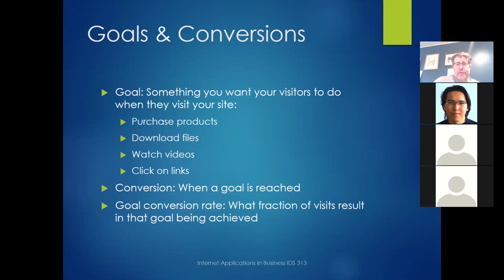And a conversion is when that goal is reached. So the goal conversion rate is essentially what fraction of visits result in a particular goal being achieved. For example, if you have as a goal purchasing a product and 20% of the visitors to your site actually buy something, then the conversion rate for that goal is 20%.